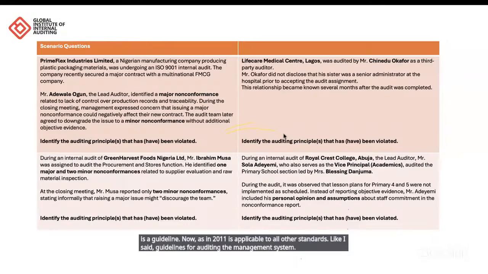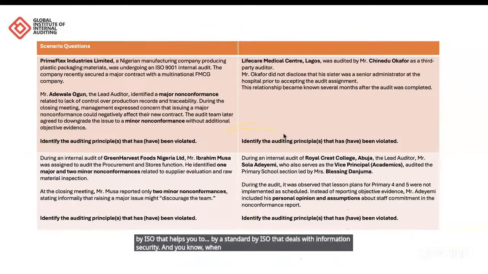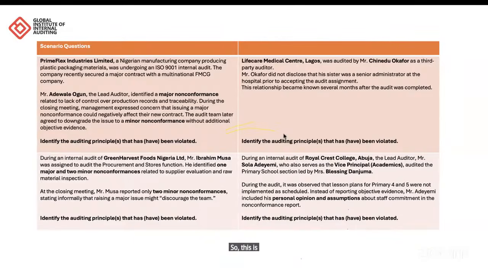Now, 27001 is basically the information security management system. It is a standard by ISO that deals with information security. And when we are talking about information security, three things are very critical: the confidentiality of the information, the integrity of the information, and the availability of the information. So this is what ISO 27001 is looking at.